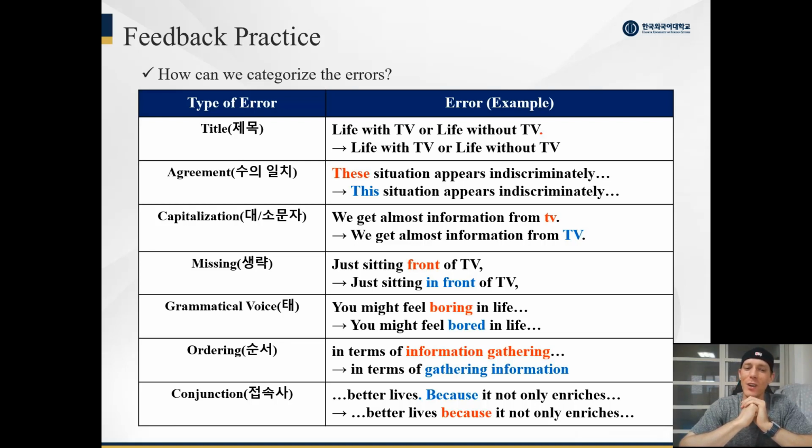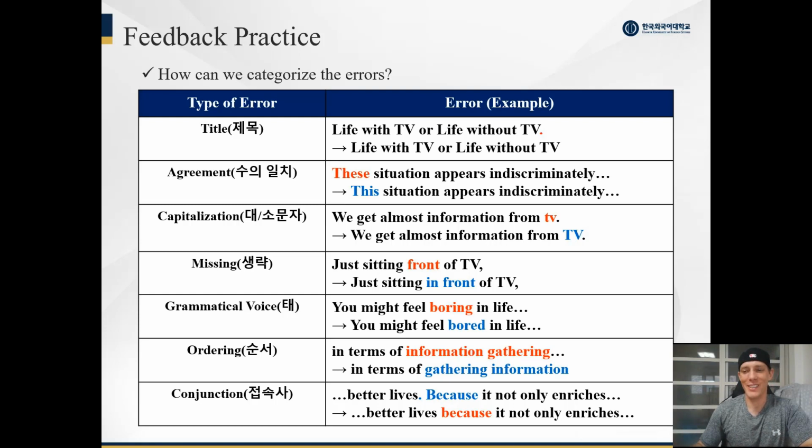The last one, we have conjunction. So this means to put them together, conjunctions. And in this case, we can use because. And because is used to put the sentences together, combine them together. And in this case, we don't need that period. We can just use because to link the sentences and run them as one together. So you can see better lives, because, no, better lives because. It goes together in a sentence, and this is called a conjunction.